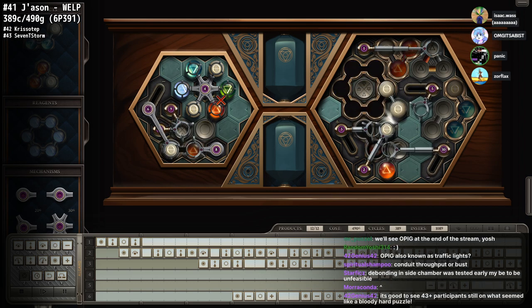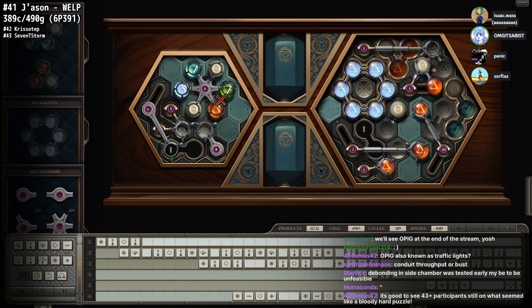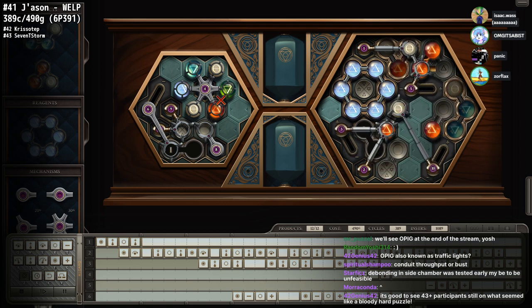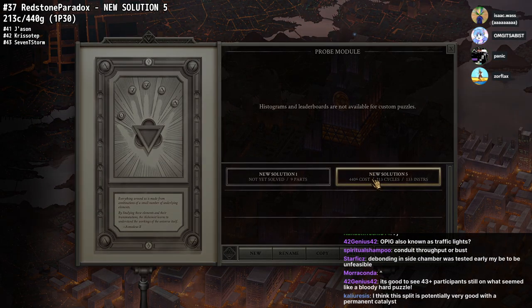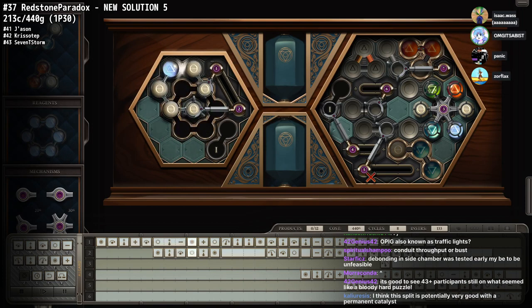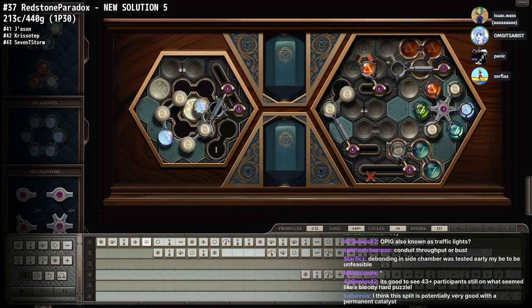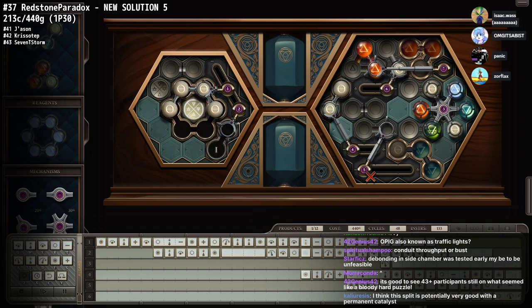Skipping over a couple pig solves. Yeah, we have quite the overlap now, don't we? So I think, did we do this one? I don't think I've seen a new solution 5. Redstone paradox? No, we haven't. We definitely haven't seen redstone paradox.